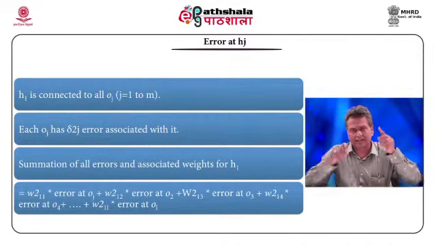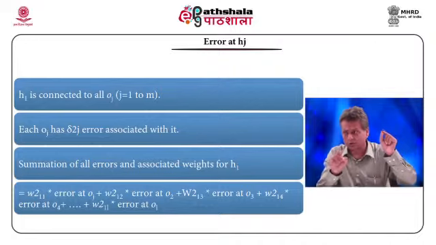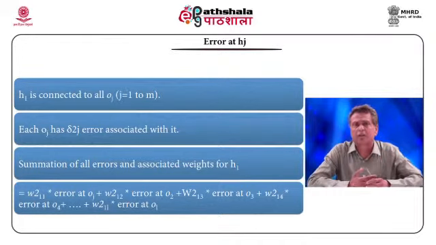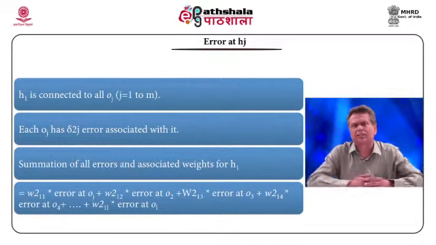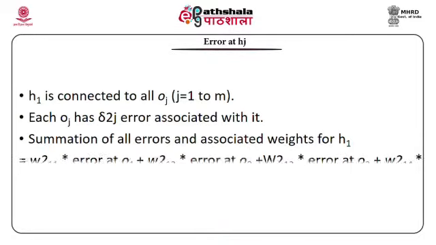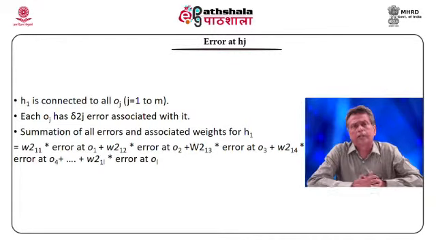Same way, error at O2, and it is W2 1, 2, okay. So that's how it calculates W1 3 and so on. So, it calculates that way. So, that way you calculate the error at the hidden layer. The next slide shows the formulae.